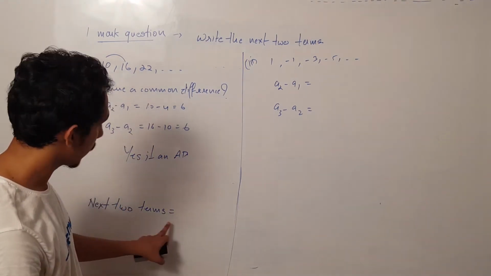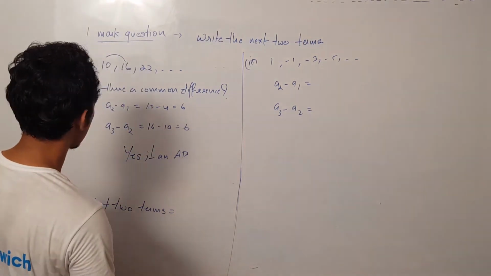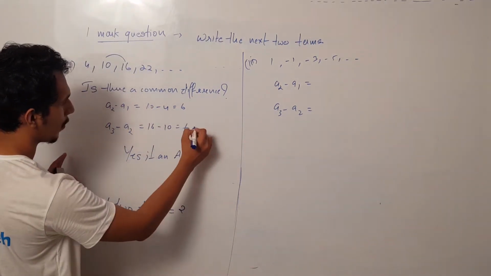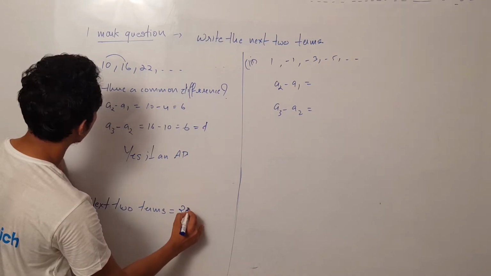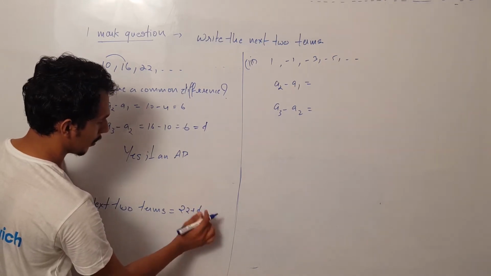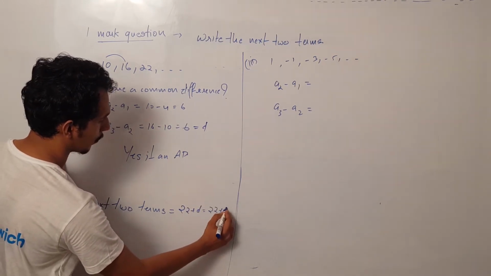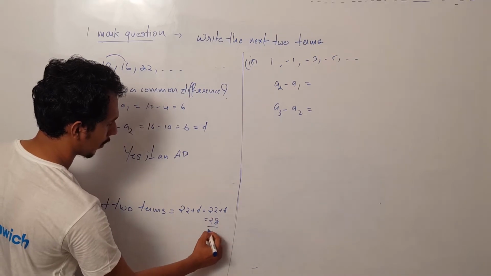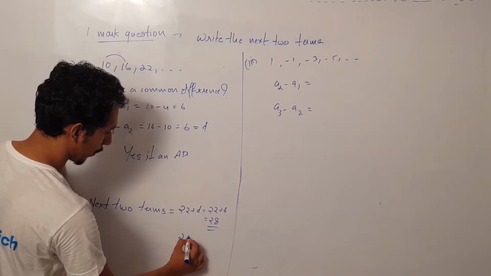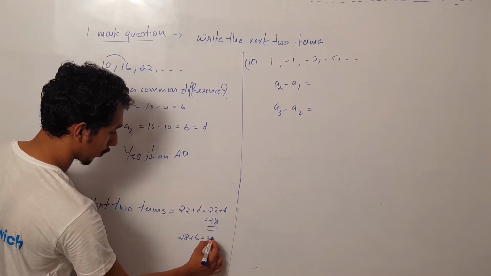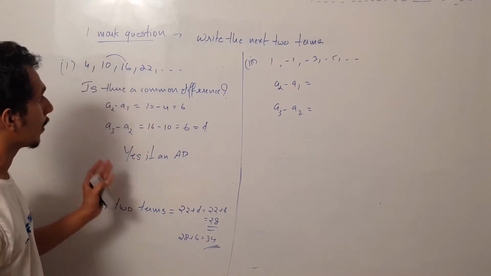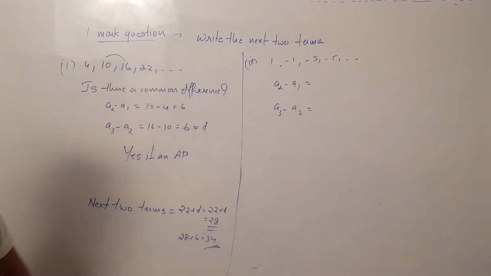Okay, so can I find the next two terms? Yeah, that's also easy. What is the common difference? This is the common difference, 6. I can find the next term: 22 plus d, that is 22 plus 6 is 28, and the next number will be 28 plus 6, which is 34. As simple as that.